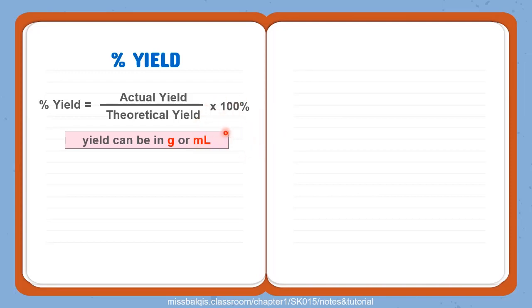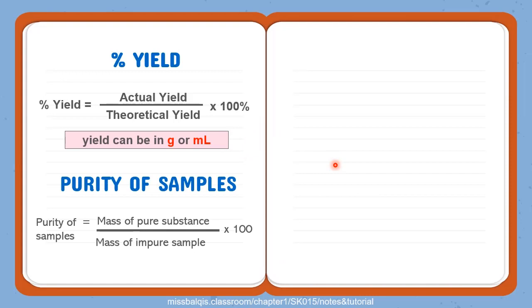Another formula that could be used is purity of samples, where we have the mass of pure substance, the one that actually undergoes the reactions, divided by the mass of impure sample, the one that hasn't undergone the reactions yet, and then we need to times it with 100%. So make sure you have this mass or maybe volume, the one that can be seen.